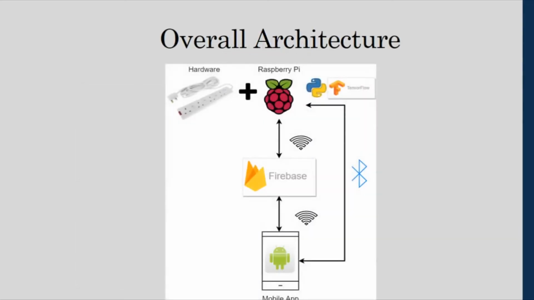This is my overall architecture. The socket with Raspberry Pi 3 connects to the mobile application through Firebase. The language used to develop the functionality on the Raspberry Pi 3 is Python, with the TensorFlow library for machine learning.